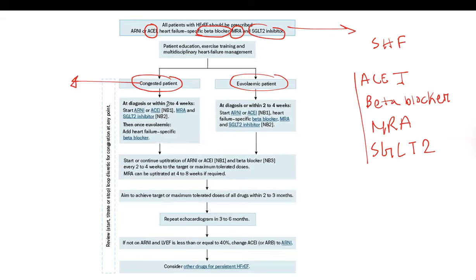So in a patient who is congested, at diagnosis or within 2 to 4 weeks, we will start ACE inhibitor, MRA, which is your aldosterone antagonist, spironolactone, and SGLT2 inhibitor. So these are the 3 medications that we can start when a patient is congested. We can't start the beta blocker because if the patient is having congestion, beta blocker can make it worse.